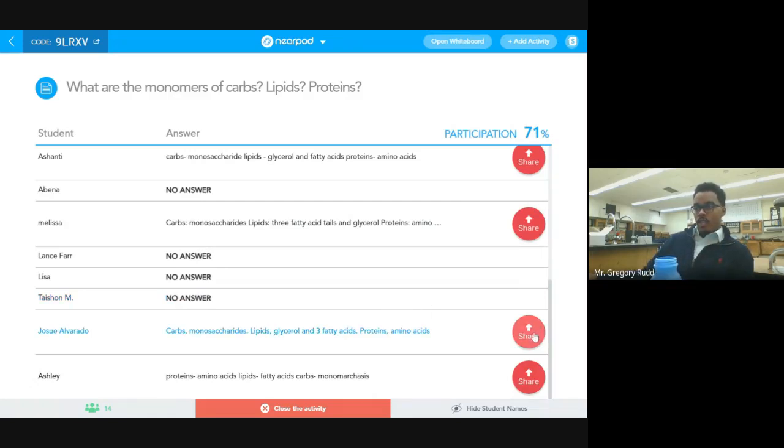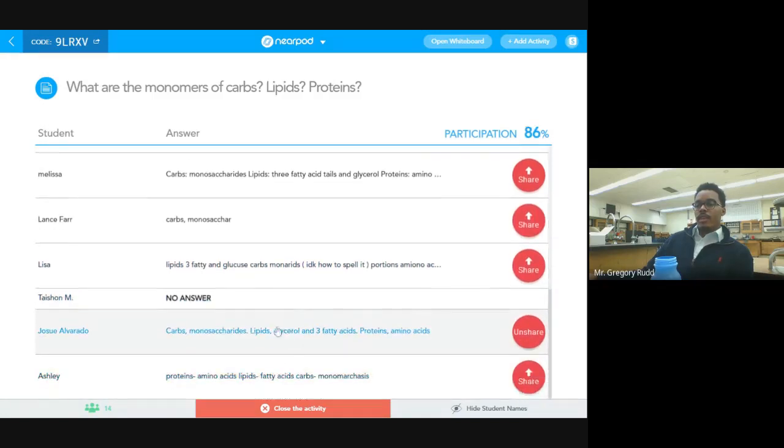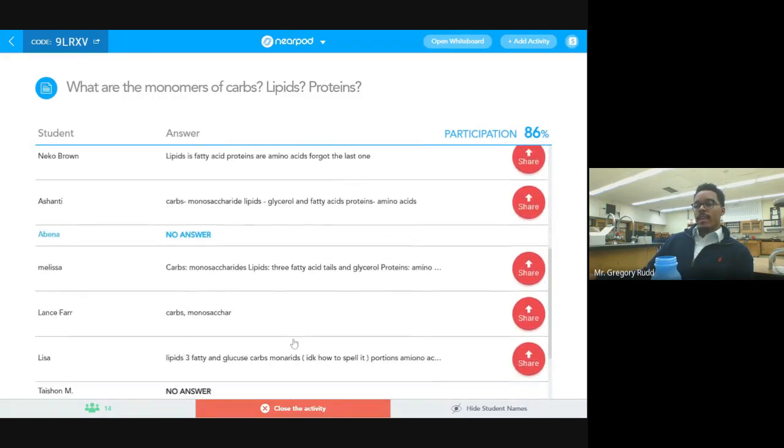All right, I'm going to choose to share Josue's answer here. I like how he worded it. So carbs, their monomer is a monosaccharide. Lipids, their monomer is glycerol and three fatty acids. And then proteins, their monomer is called an amino acid. Excellent job, Josue. And for the record, looks like everybody got the answer right.